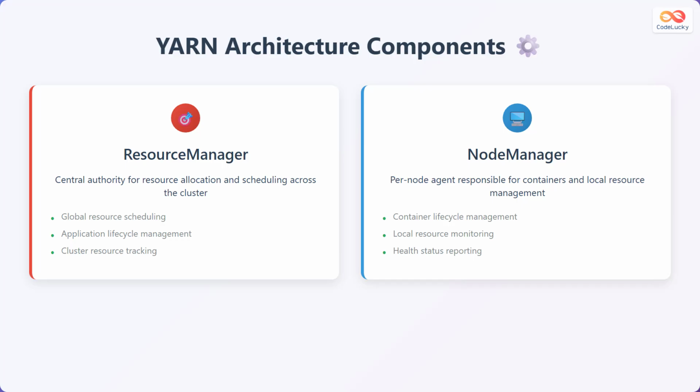Now let's explore the key architectural components of YARN. There are mainly two components. The first one is the Resource Manager. The Resource Manager is the central authority for resource allocation and scheduling across the entire cluster. Its responsibilities include global resource scheduling, managing the lifecycle of applications, and tracking available cluster resources.